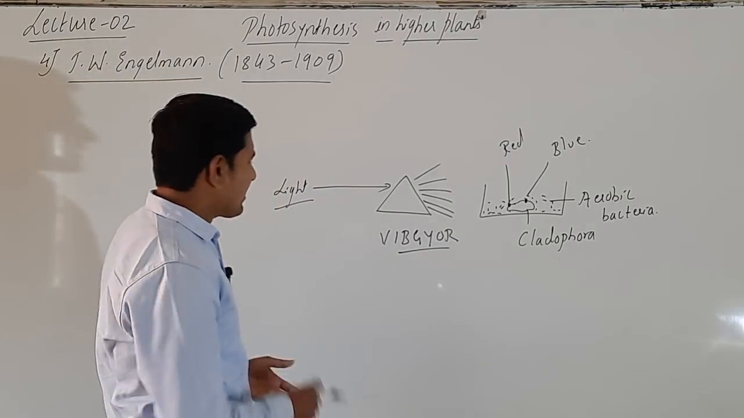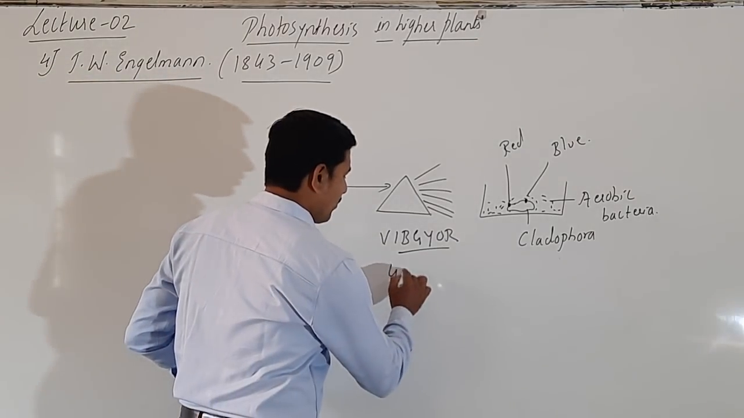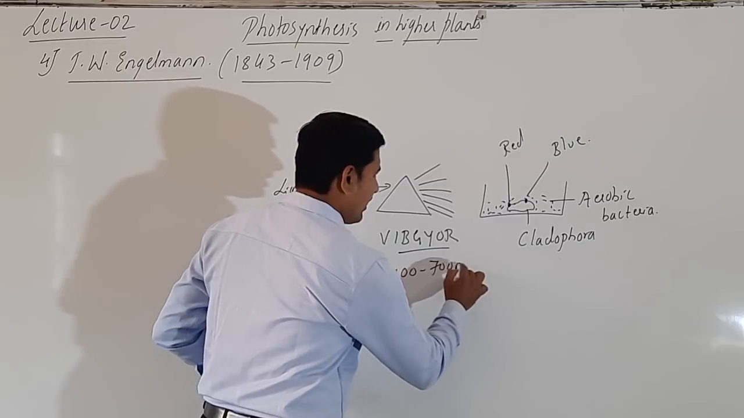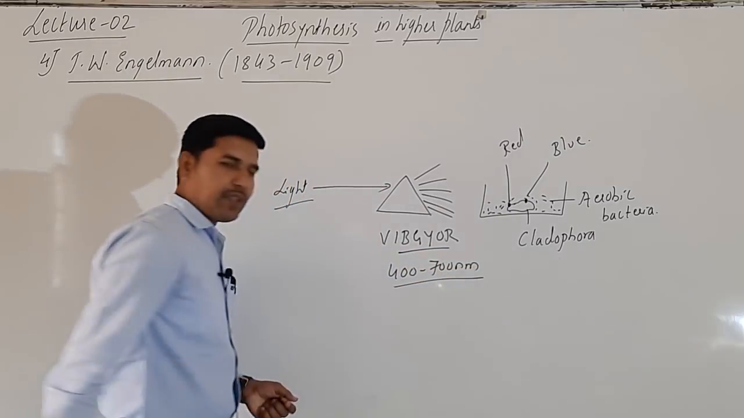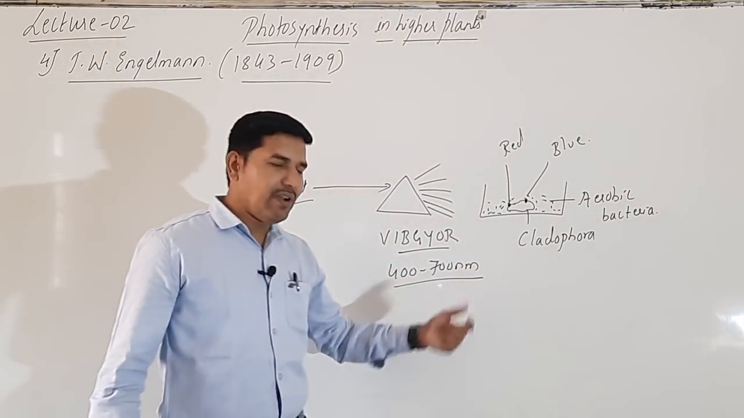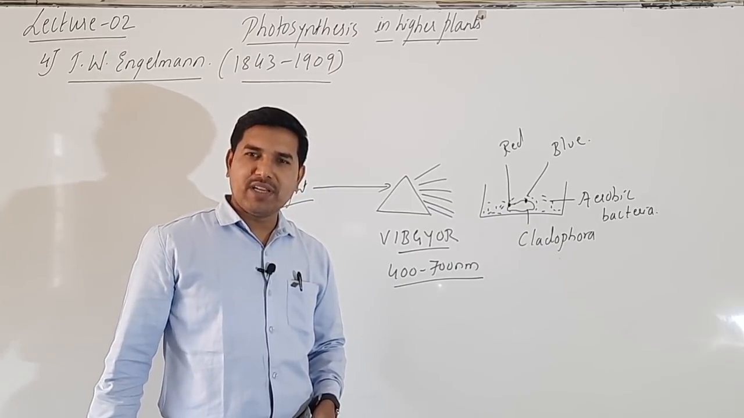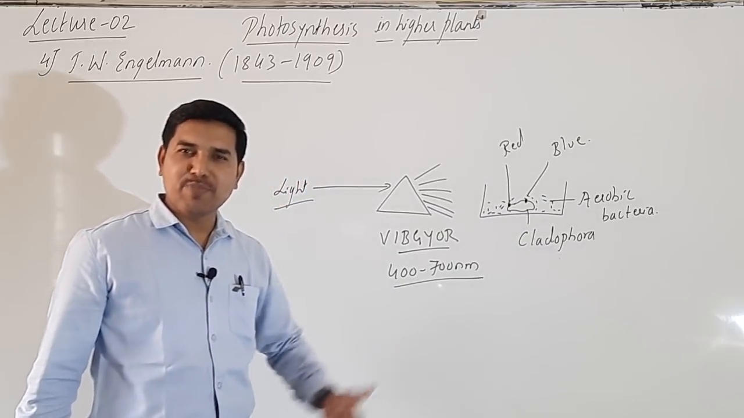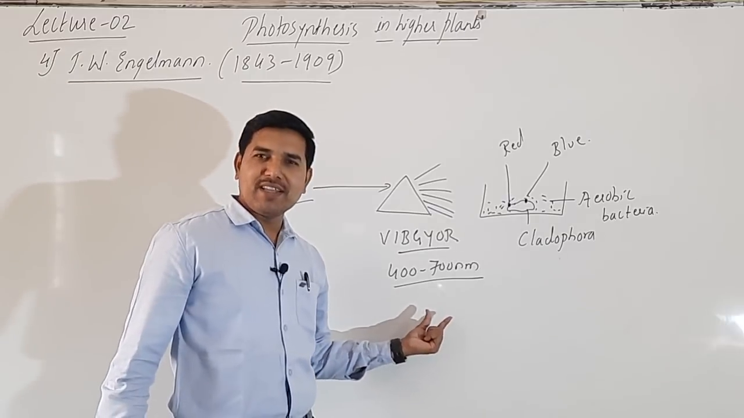And this visible spectra ranges between 400 to 700 nanometer wavelength of light. Okay, so VIBGYOR lies between 400 to 700 nanometer wavelength of light. We call it visible spectra. ಇದಕ್ಕೆ ನಾವು ವಿಸಿಬಲ್ ಸ್ಪೆಕ್ಟ್ರಾ ಆಫ್ ಲೈಟ್ ಅಂತ ಕರಿತೀವಿ.